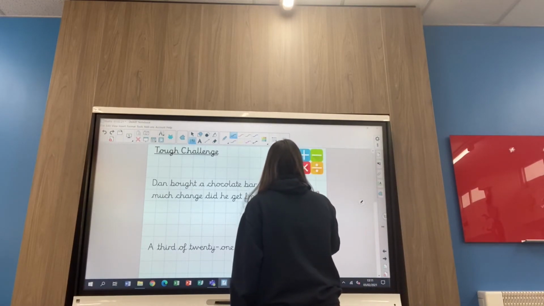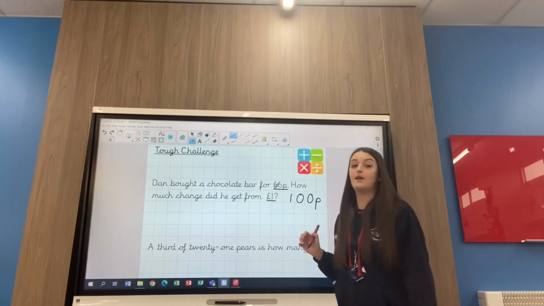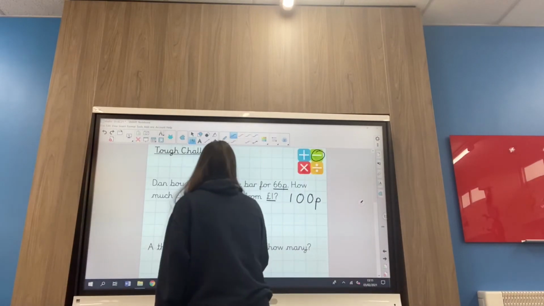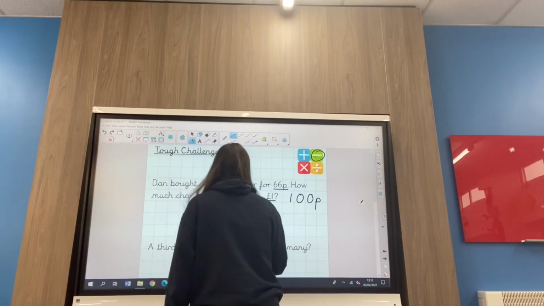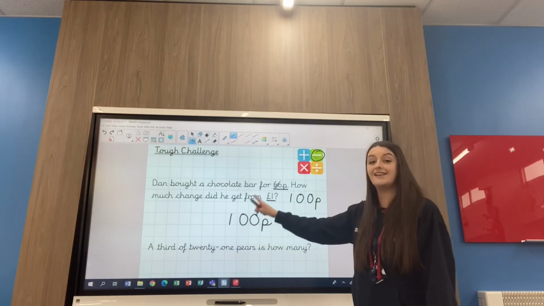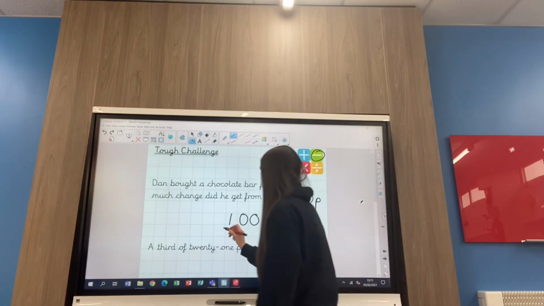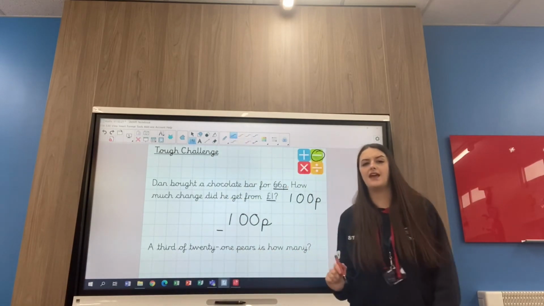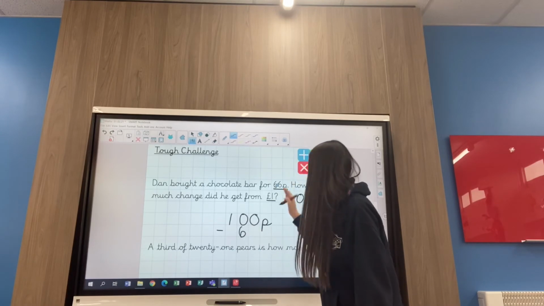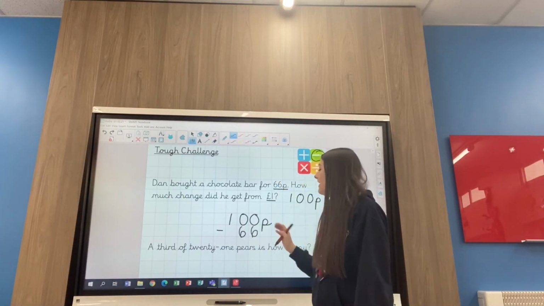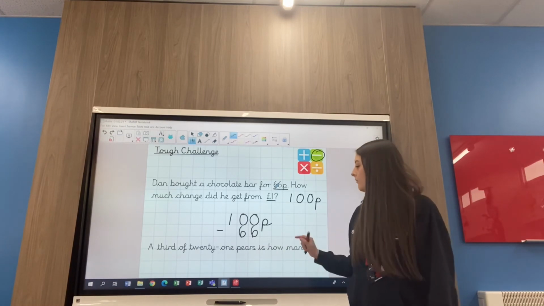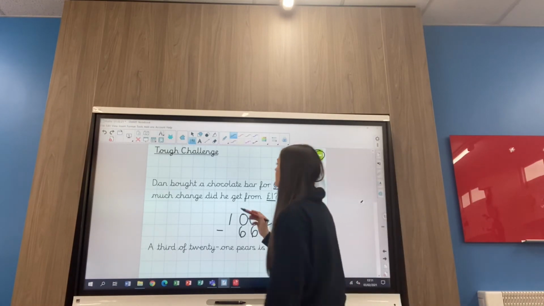Now when we're working out change then, we need to complete a subtraction. So I'm going to do, in column method, 100 pence, because I know that's equivalent. That's the same as saying £1, because there's 100 pennies in a pound. And I'm going to subtract 66p. Right, so I'm going to find my tens column, so 6 tens, find my ones column, and then you would complete your column subtraction. Now, if I'm just looking at that, I'm going to have a little go at this.